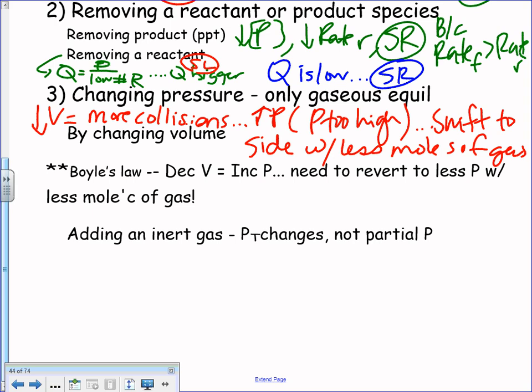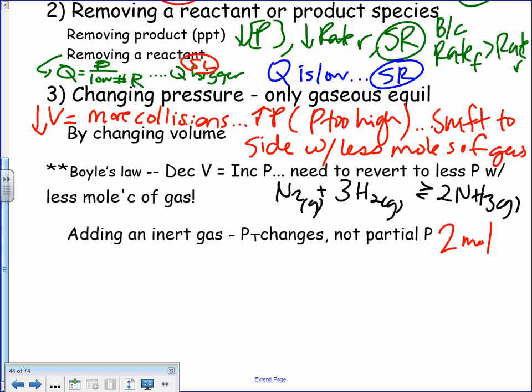So let's write down the Haber process again. Nitrogen plus hydrogen gas equilibrates to ammonia gas. How many moles of gas are on the product side? 2 moles of gas here, and how many over here? 4 moles of gas. So if I increase the pressure of this system, which side is it going to favor? Right, the product side. So increasing pressure causes a shift right because I only have 2 moles of gas, and that's going to decrease the pressure back to what equilibrium's pressure was.